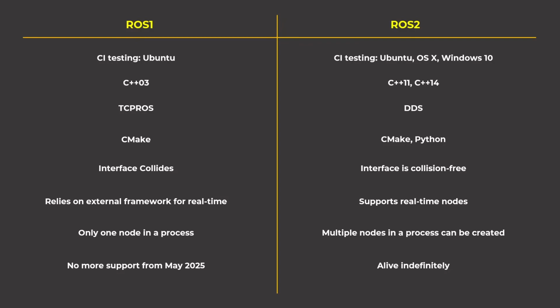In ROS1, it is not possible to create more than one node in a process. This is due to the API itself, but also because of internal implementation decisions. In ROS2, it is possible to create multiple nodes in a process.